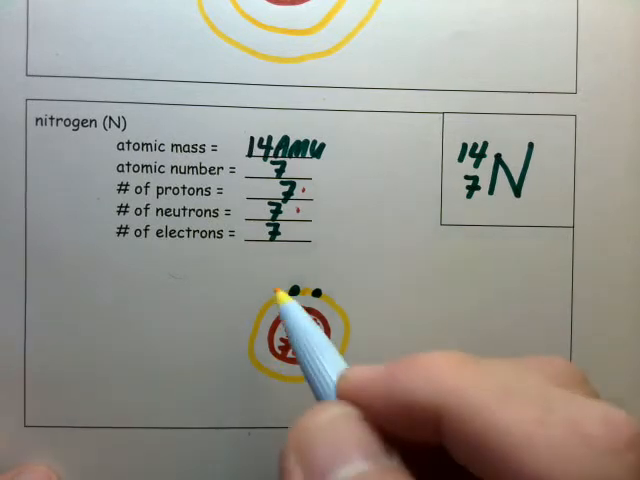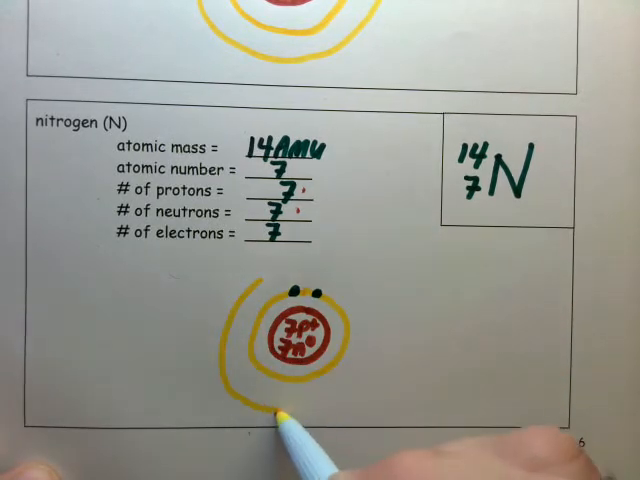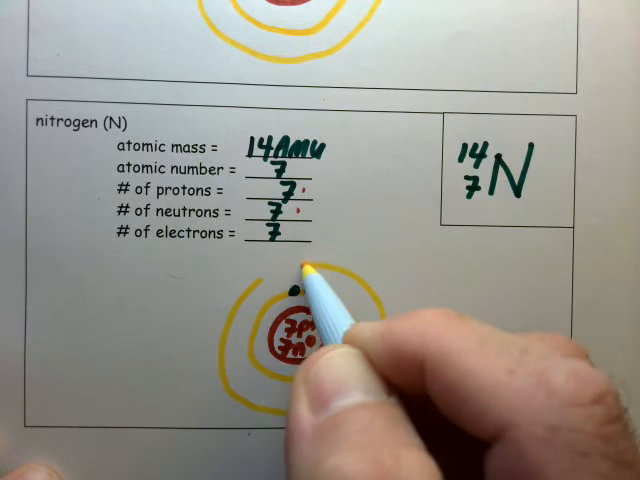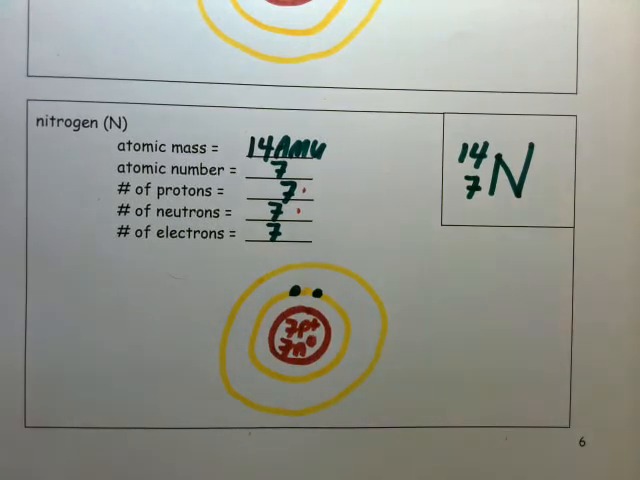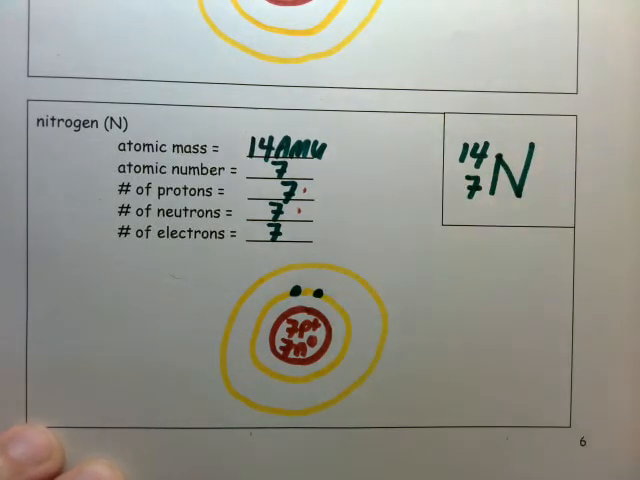The other 5, by default, have to exist in the second shell. Remember, the second shell could hold up to 8. I've only got 5 more to go, so I've got plenty of room. I only need 2 shells. And so I'm going to put 5 electrons here, but watch the way I do this.